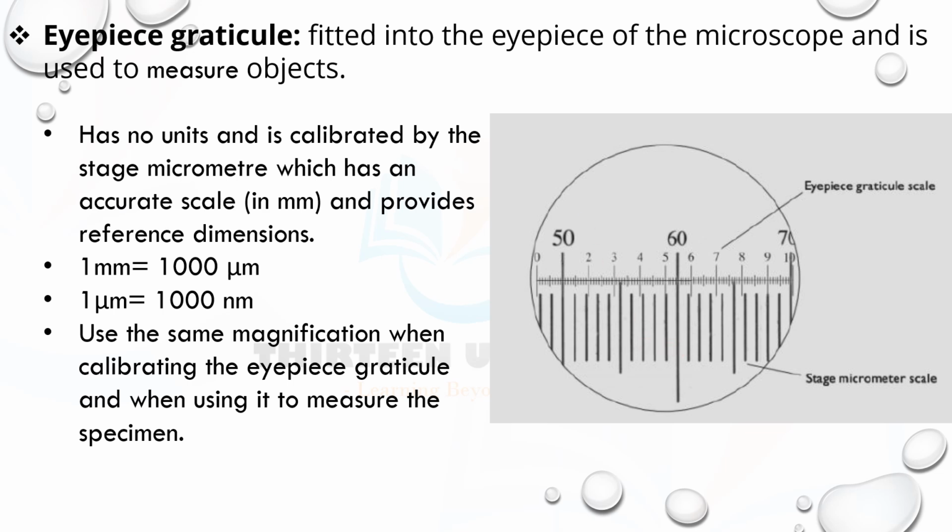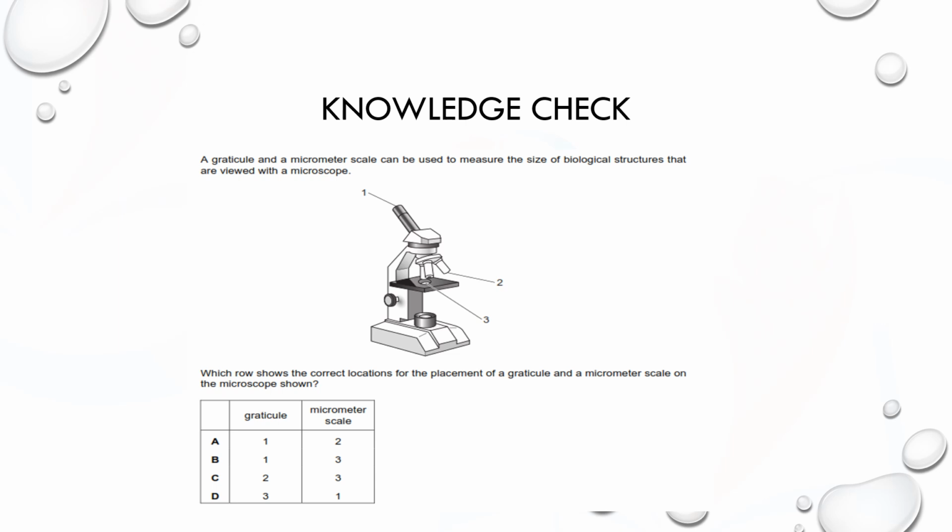The eyepiece graticle and stage micrometer values are always given to you, but let's take it further. Let's check your knowledge, guys. A graticle and a micrometer scale can be used to measure the size of biological structures viewed with a microscope. Which row shows the correct location for the placement of the graticle and the micrometer scale on the microscope shown? Remember what I told you on the last slide. Where do you put your graticle? Pause the video and try.